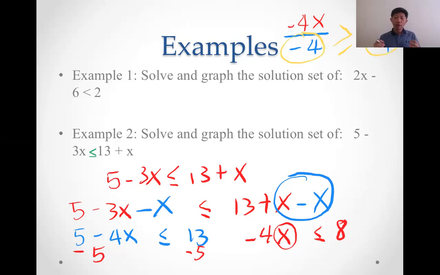So negative 4 divided by negative 4, how many? This is x. 8 divided by negative 4, how many? Which is negative 2, all right? Negative 2. So here will be the answer, right? x is greater than negative 2, right? Here's one more time, negative 4x, okay.